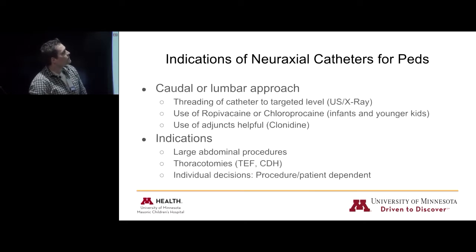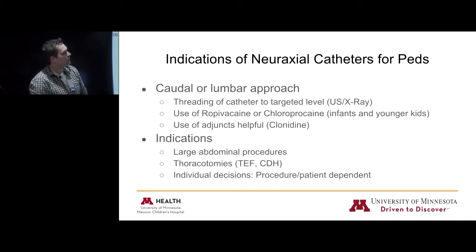For neuraxial catheters in peds, we typically choose a caudal or lumbar approach, not as often the thoracic approach. In adults, we use the thoracic approach. And the idea is to just thread the catheter from the caudal or the lumbar place to where we want to go with the catheter tip, and this is often done under ultrasound and X-ray in kids, especially in neonates and preemies. It is fairly easy to follow a catheter under ultrasound.